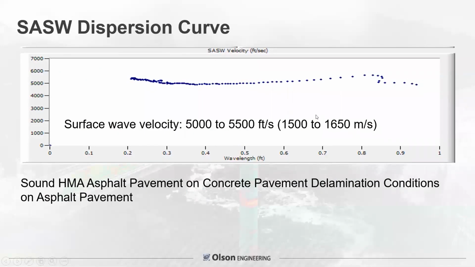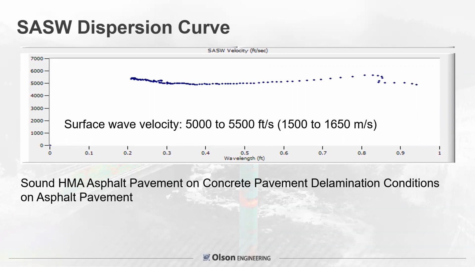So we could test half the lane and make it a little faster. So what we found in that study, here's a good result. The surface wave, it was relatively cool, so the asphalt was similar in velocity to the concrete. And you can see from wavelengths of 0.2 foot to 0.9, good velocities, 5,000, 5,500 feet per second. So that was a good, no debonding was built into this pavement.